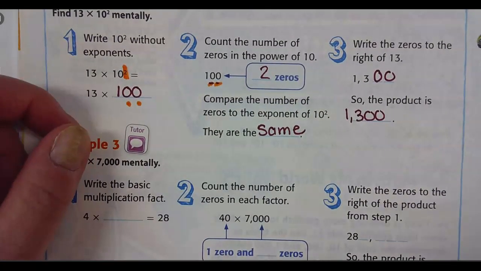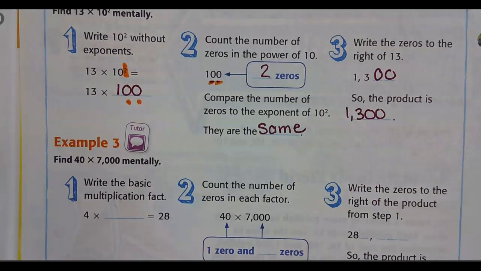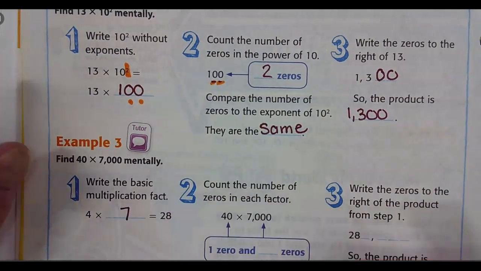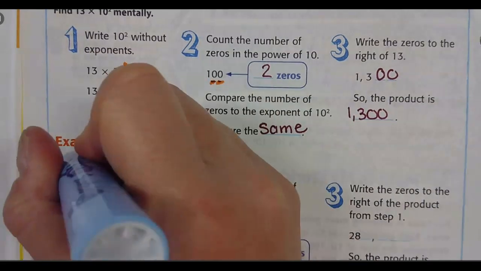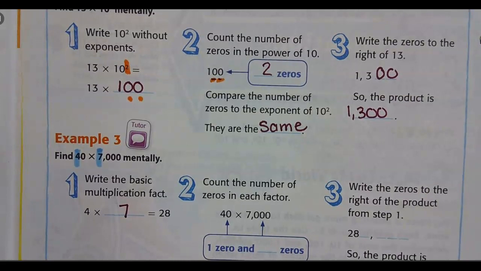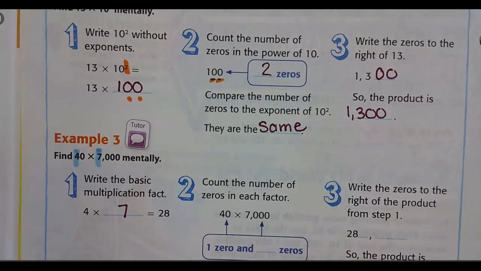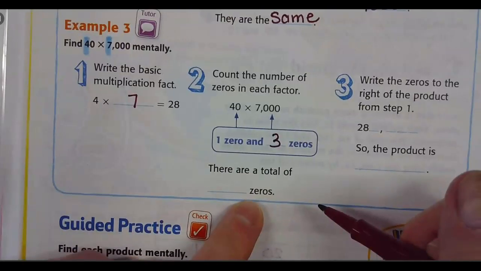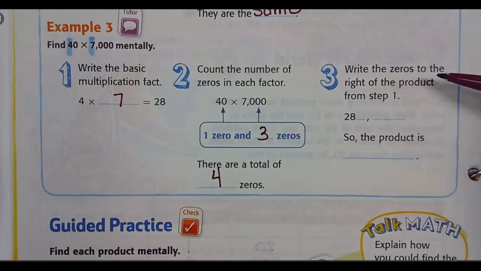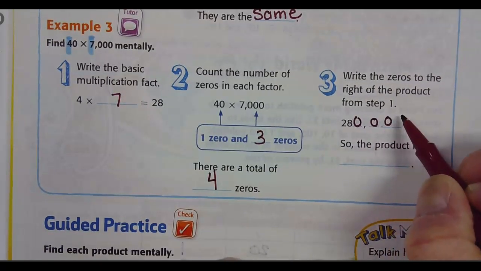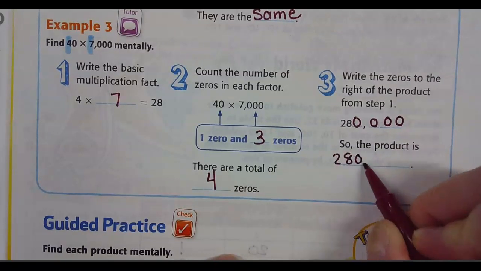I'm going to change my orange out for a light blue so they can see it. Find 40 times 7,000 mentally. What is the basic fact? If I took all the zeros off, what's my basic fact? So my basic fact is 4 times 7. 4 times 7 is 28. So what you're going to do is count the number of zeros in each factor. There's one zero here, and how many zeros over here? 3. 1 plus 3 is how many zeros? 4 zeros. Write the zeros to the right of the product from step 1. 1, 2, 3, 4. So the product is 280,000.